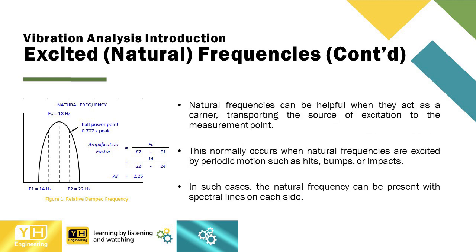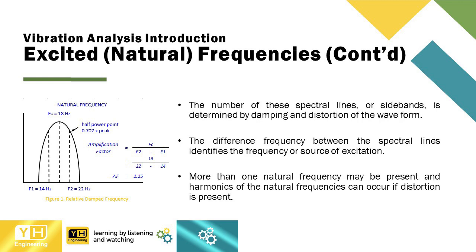Natural frequencies can be helpful when they act as a carrier, transporting the source of excitation to the measurement point. This normally occurs when natural frequencies are excited by periodic motion such as hits, bumps, or impacts. In such cases, the natural frequency can be present with spectral lines on each side. The number of these spectral lines, or sidebands, is determined by damping and distortion of the waveform. The difference frequency between the spectral lines identifies the frequency or source of excitation.